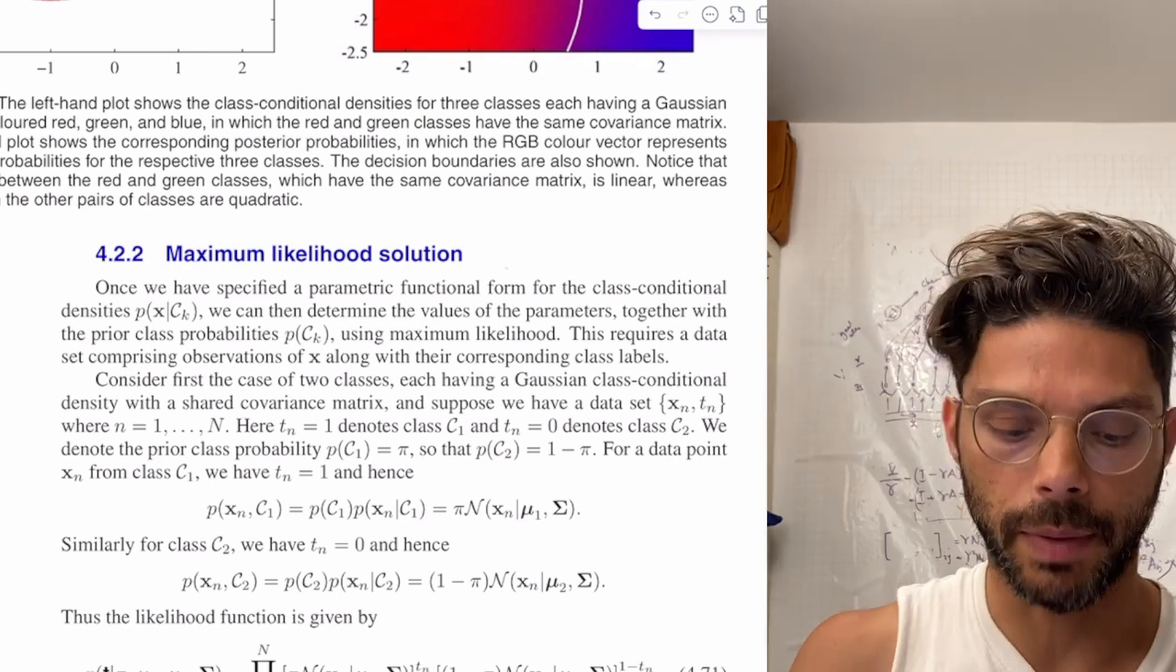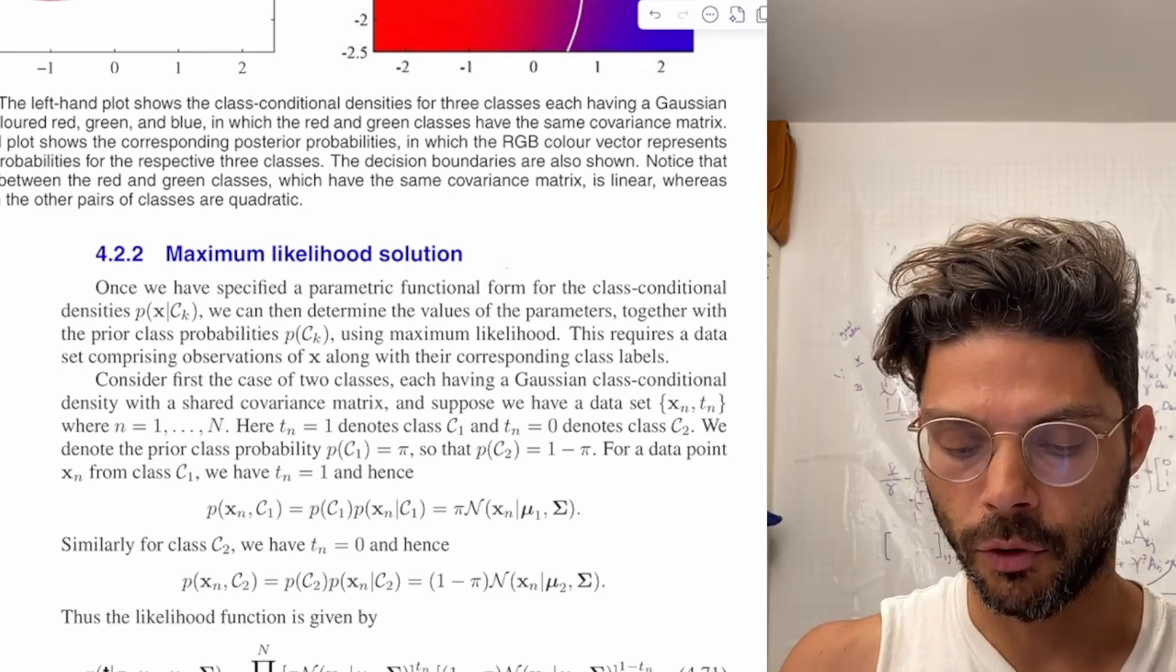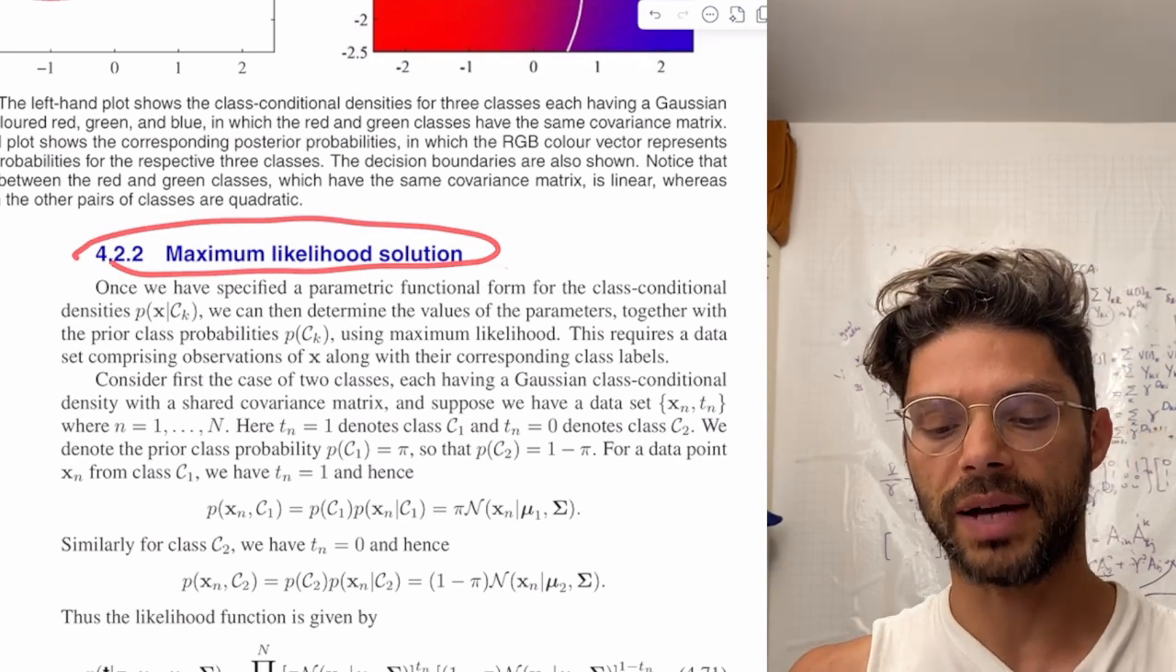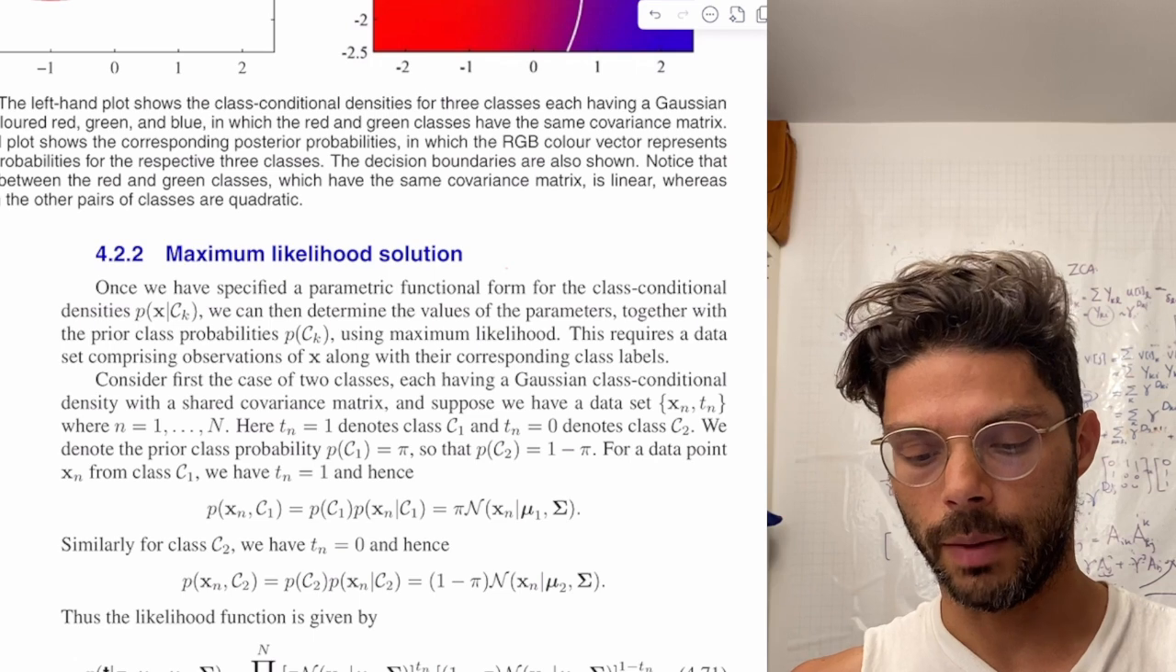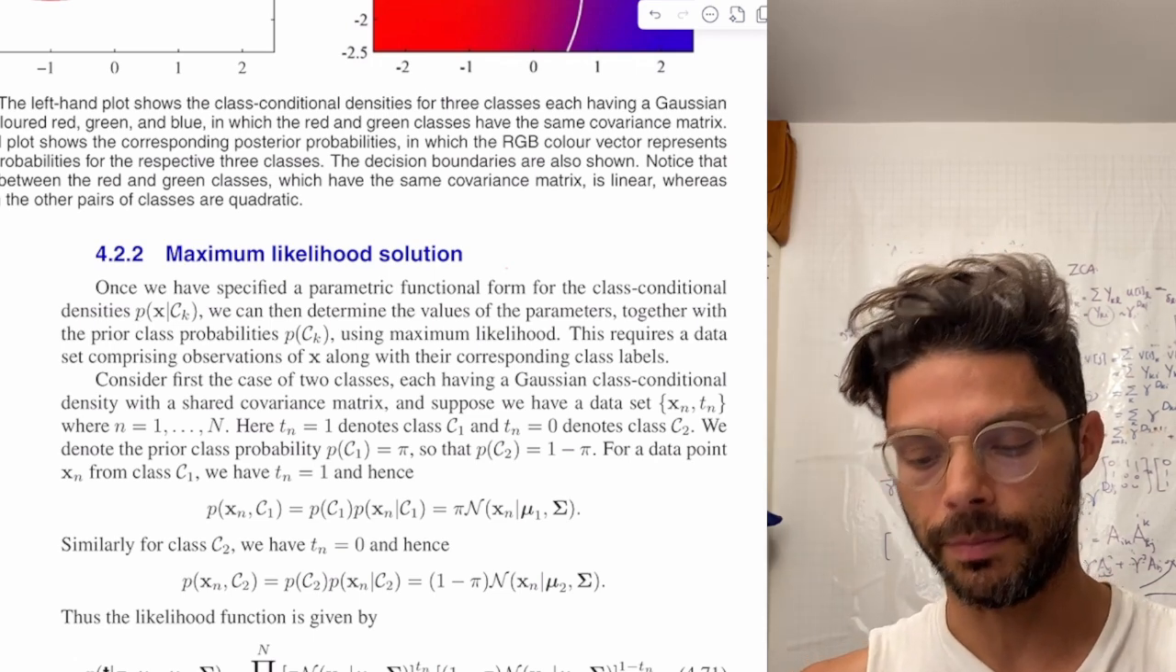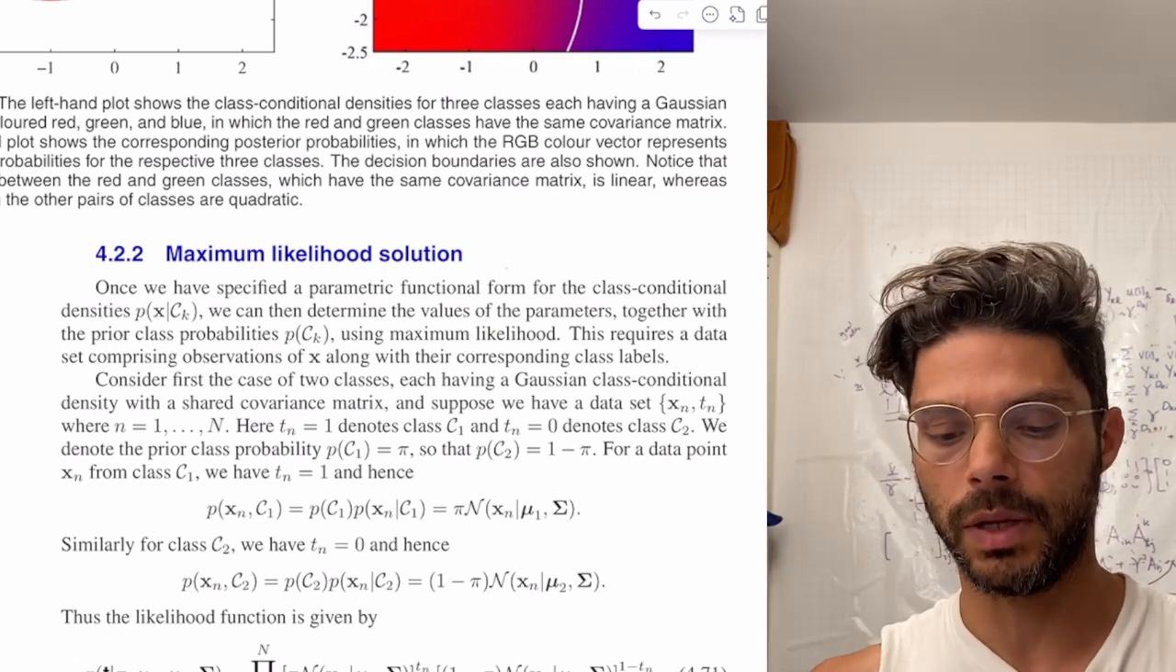All right, folks, we are back. We are studying chapter 4.2.2 on the maximum likelihood solution for our data when we're trying to do classification. So what's the big picture here?